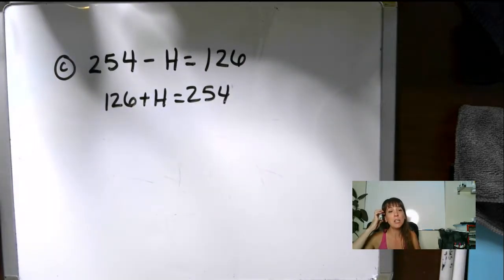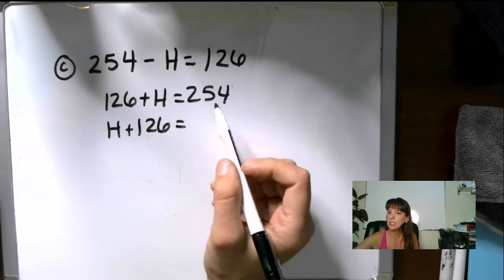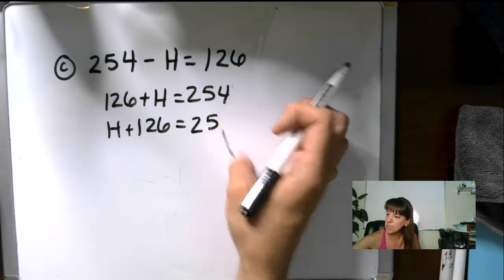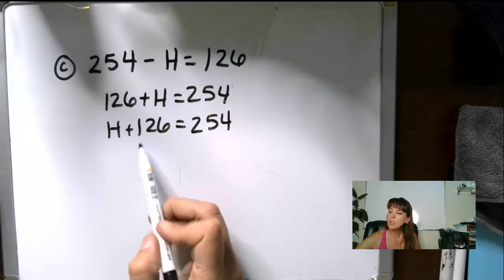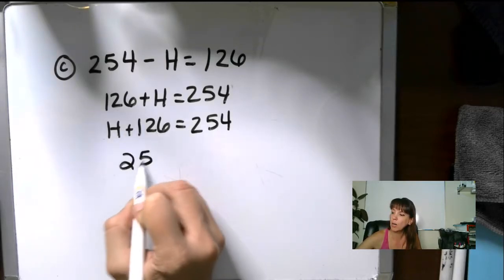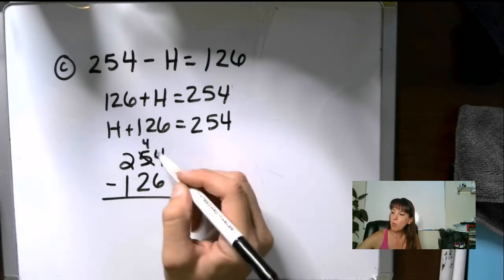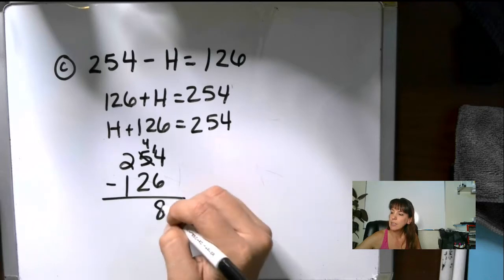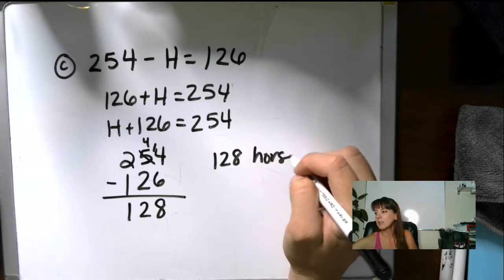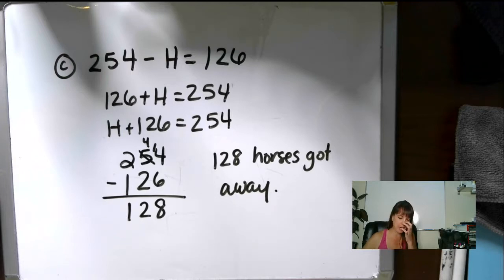That doesn't really help us out too much. We want to swap these guys around. H plus 126 equals 254. Sorry about that. So now we can do a subtraction. This minus this equals this. So 254 minus 126. That's 4, 8, this is 2 and 1. 128. 128 horses got away.